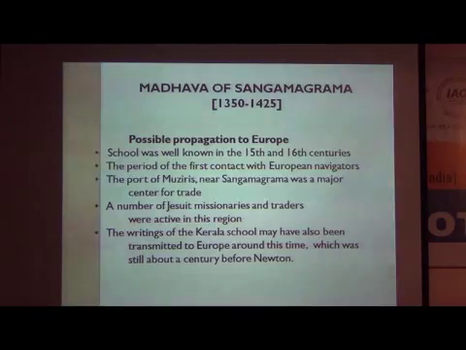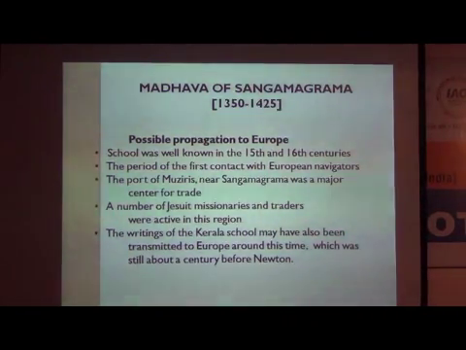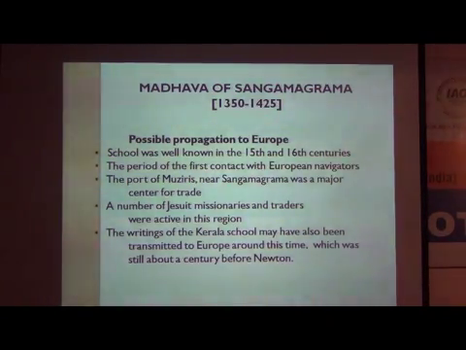Now, the possibility of Europeans coming to know about this particular work of Madhava is, what the historians say, that during the 15th and 16th century, this school by Madhava was very well known. And this time is also the first time when Europeans came in contact with the southern part of India, during the 15th and 16th century. And there is a port, at that time a very well known port, Muziris, which is near the place where Madhava was living.